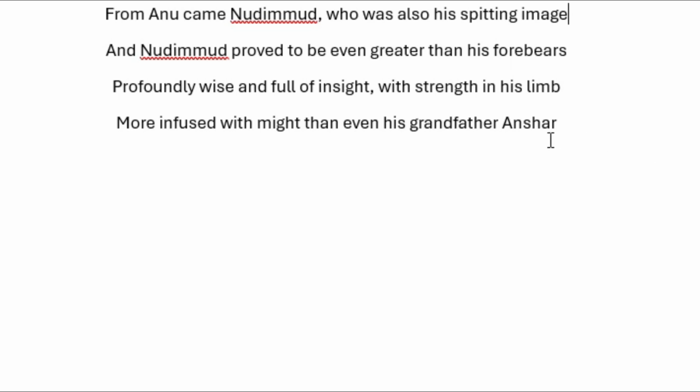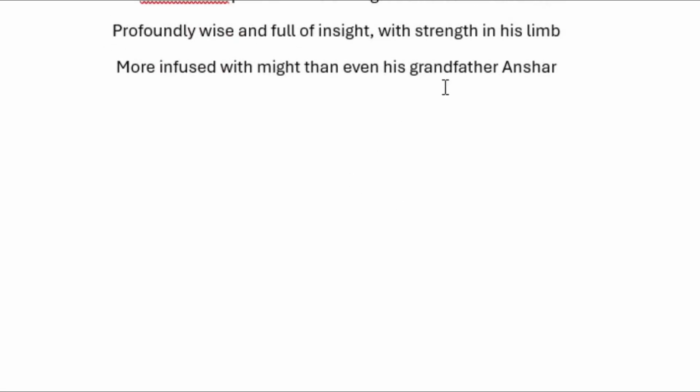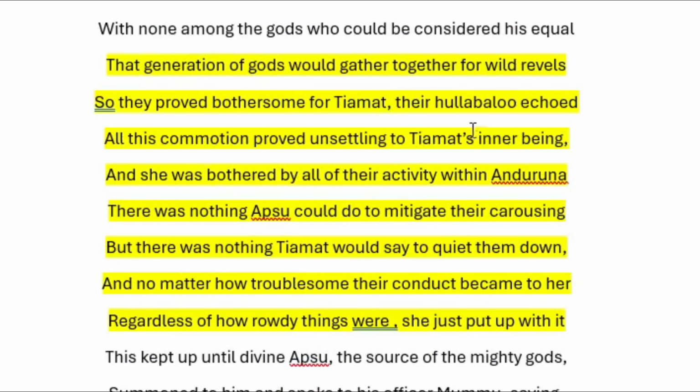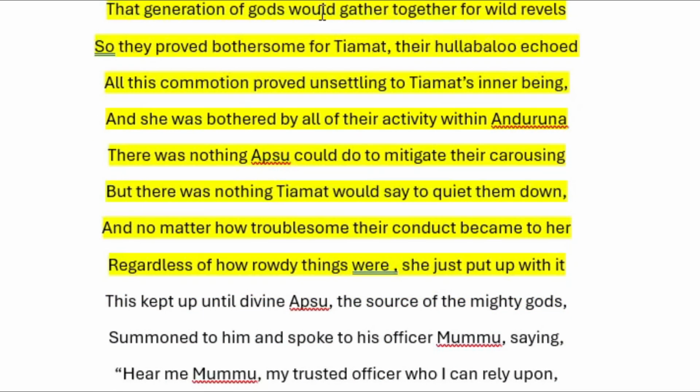And that would be, if you were reading the Bible, to treat these as the sons of God. More infused with might than even his grandfather Anshar, with whom were the gods. Okay, let's just get on to where we go. The generation of gods would gather together for wild revels. So imagine this is in the mind. The generation of gods, this is our beliefs, the wild revels.